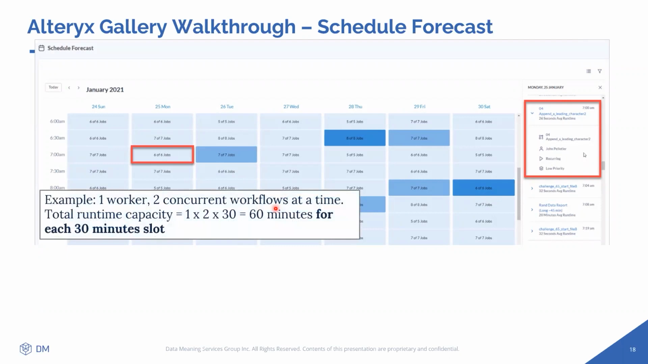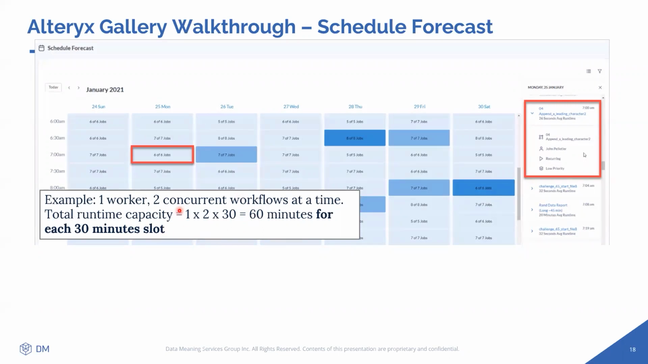I have one example, the same example that I showed before. You have, for example, a single node environment, so it's one worker. With one worker, we can run 2 workflows simultaneously. That's the best practice: each 2 cores, 1 workflow.